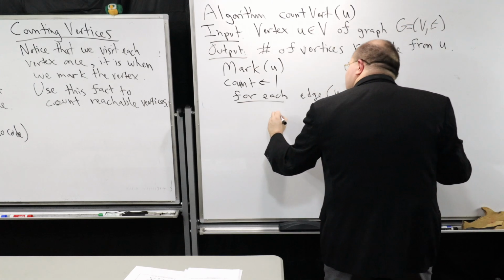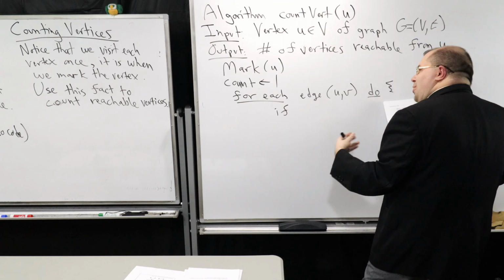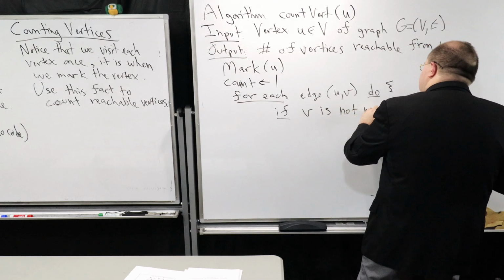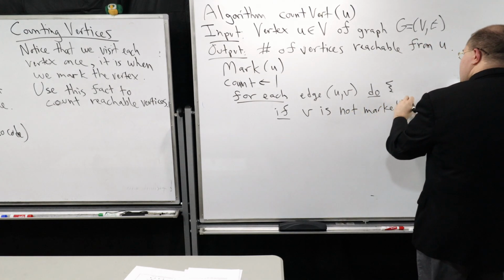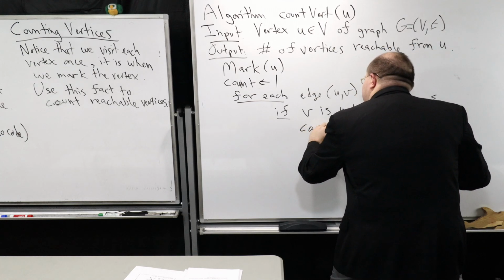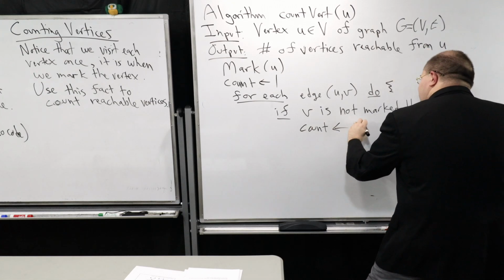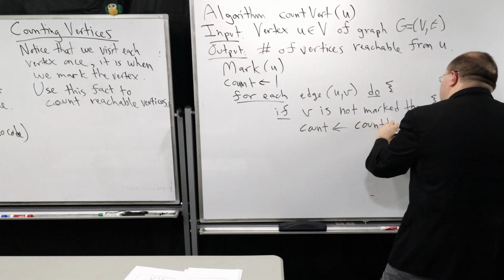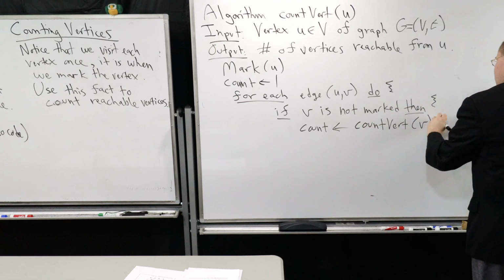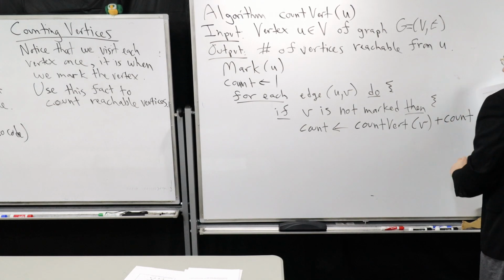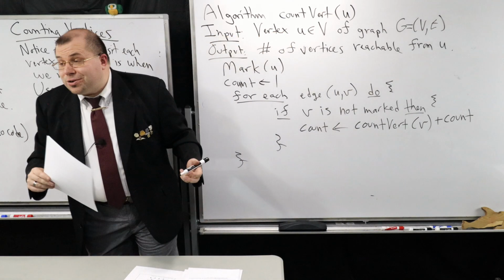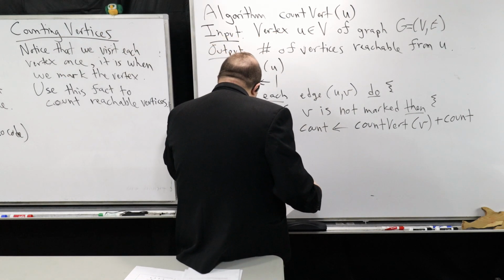We simply ask if the other endpoint is marked or not. If v is not marked, then we increment our counter. So we say count is assigned count vert, recursively called on that vertex if it's not marked, plus count. And that's it for the for loop. Then all I do is return my count.